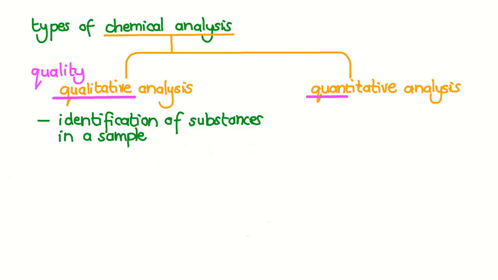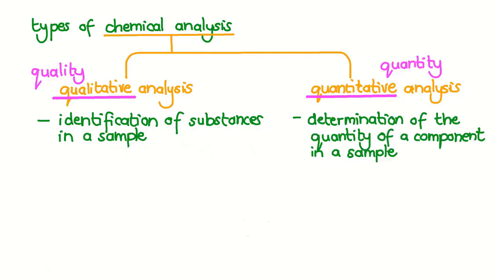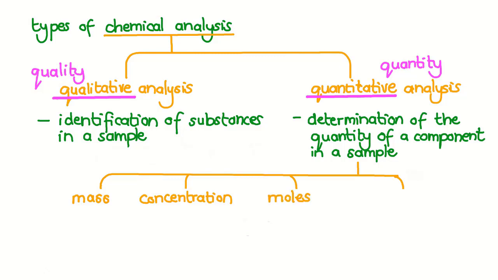Now let's have a look at quantitative analysis. The term quantitative comes from the word quantity, which means amount. Scientists often need to know how much of each component is present in a sample. So quantitative analysis is the determination of the quantity or abundance of an analyte in a sample. The quantity of a constituent can be measured in terms of mass, concentration, number of moles, or relative abundance.